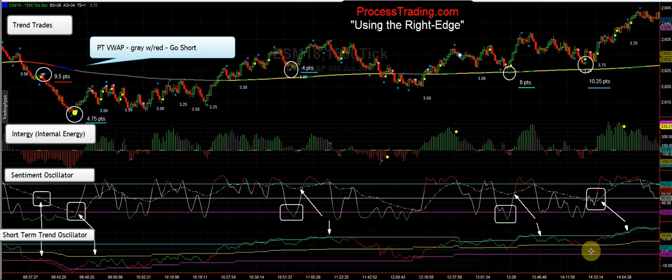But the beauty about using this process trading right edge system is at some point when you see these, this is the right edge and this is the right edge. But now you know what's going to happen as that right edge progresses into the chart. So that's it for the setups for today, April 25th.